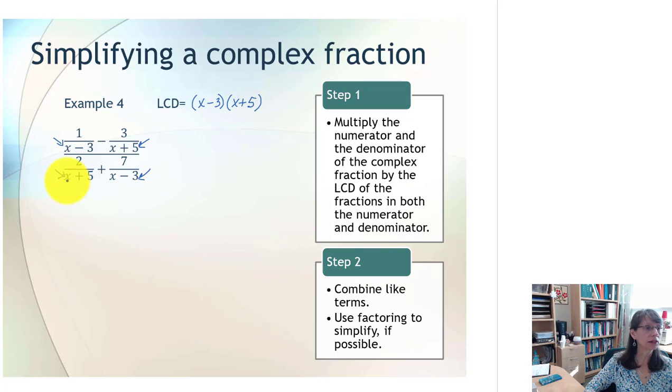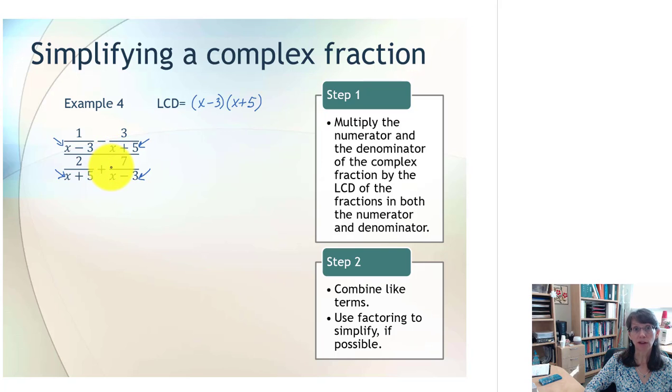Our third denominator is the quantity of x plus 5. Well, that's the one that I just wrote, so it is not unique. It's not raised to any different power, so I don't need to include it again. Our final denominator is the quantity x minus 3, which we already have included in our lowest common denominator. So the only unique factors are going to involve the quantity of x minus 3 and the quantity of x plus 5.